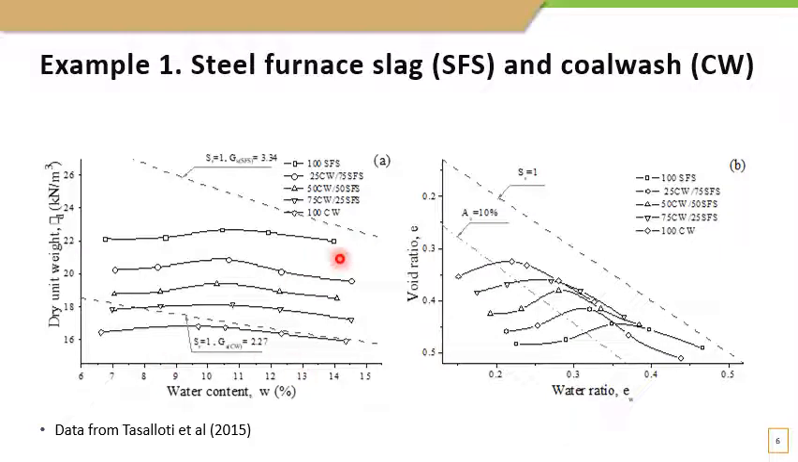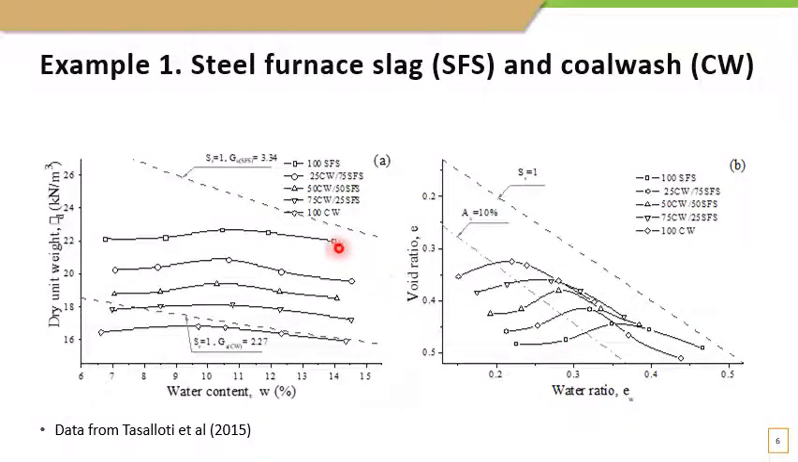Say, for instance, if you look at this first example where we have steel furnace slag and coal wash, you'll notice that in the conventional representation, sitting here on your left, the steel furnace slag appears as the highest curve in the diagram. However, if you change over to this new representation based on void ratio and water ratio, you notice that the same steel furnace slag, 100% furnace slag, actually plots the lowest in the mixes.